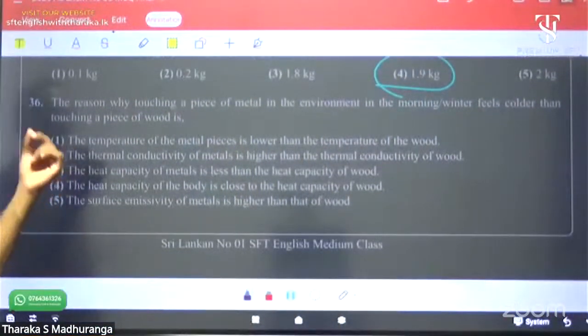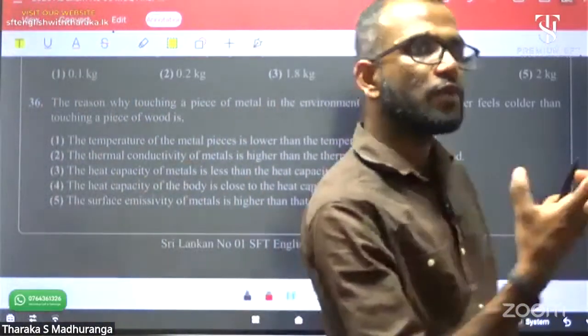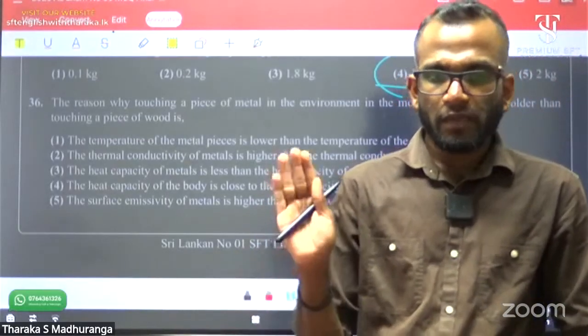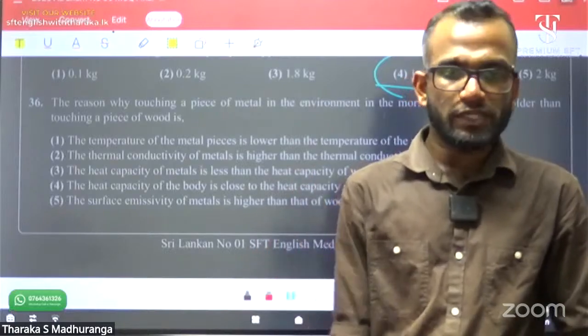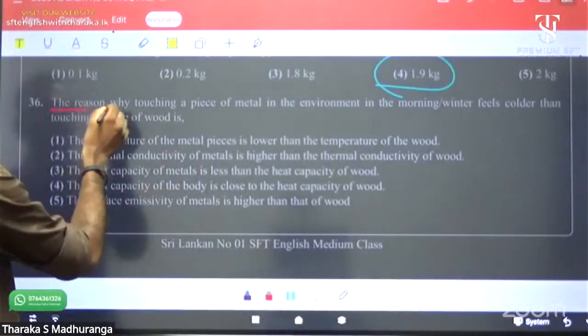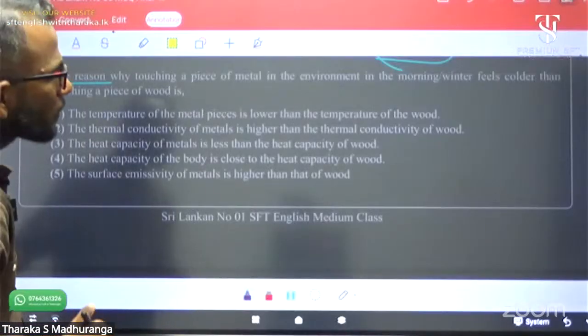The reason why touching a piece of metal in an environment in the morning of winter season feels colder than touching a piece of wood is... If you touch a wood piece, it's not cool. But if you touch a metal piece, it is very cold, right? The question asks, what is the reason for this difference?